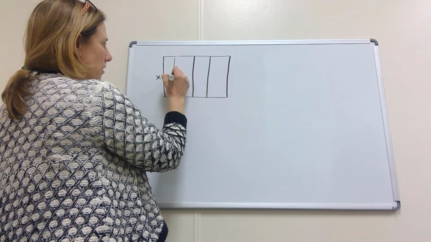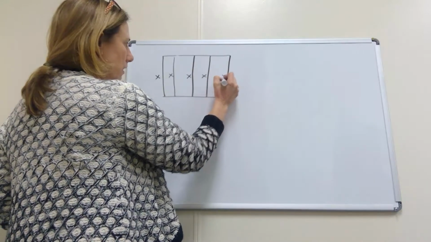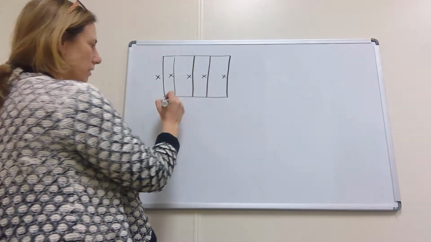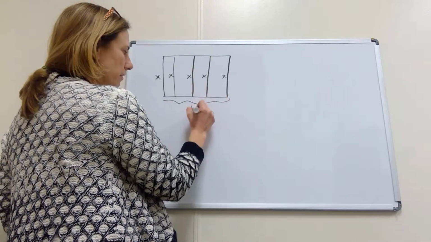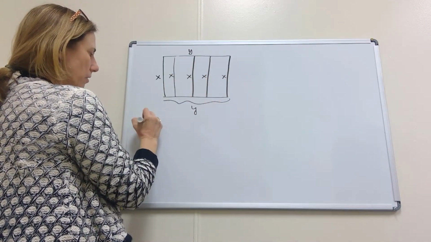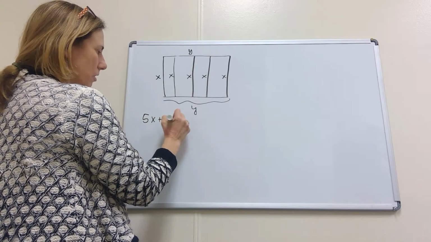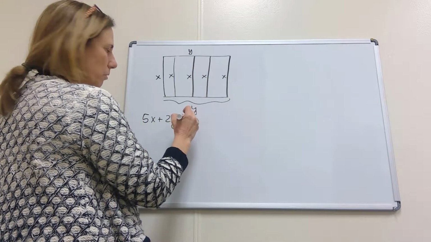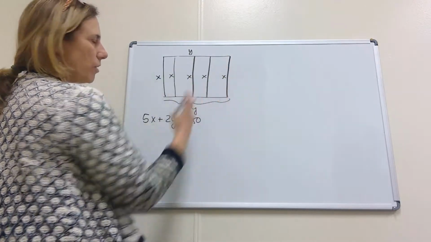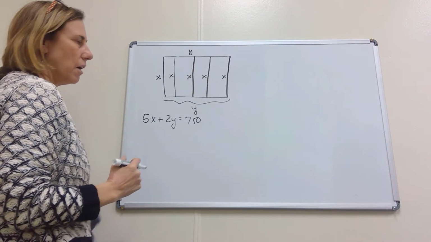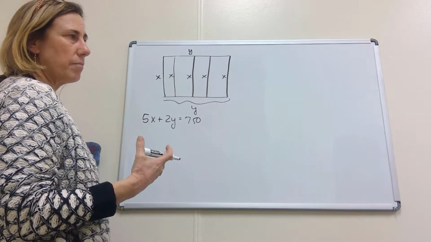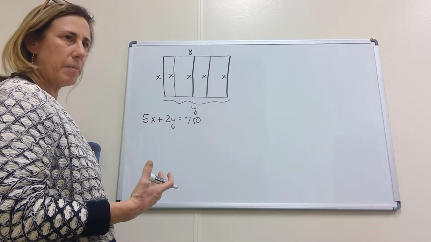So if I want to call each of these X, you can see that I need 5 sets of fencing in that direction, and then I can call this Y for right now. I need 2 Ys. So altogether, I know that I have 5 X's plus 2 Ys, and that's going to be equal to the entire 750 yards. So it's two of these plus 5 of those makes the entire 750 yards.